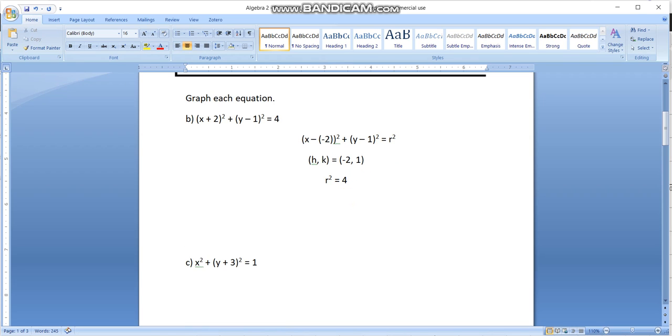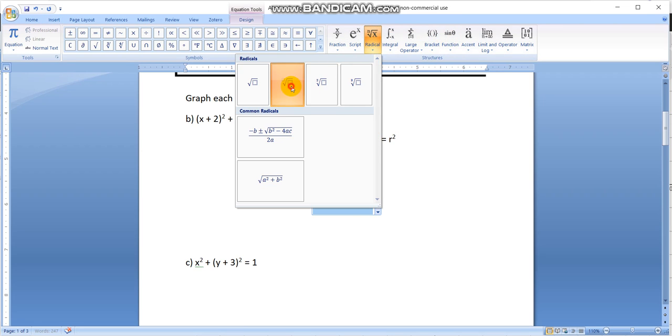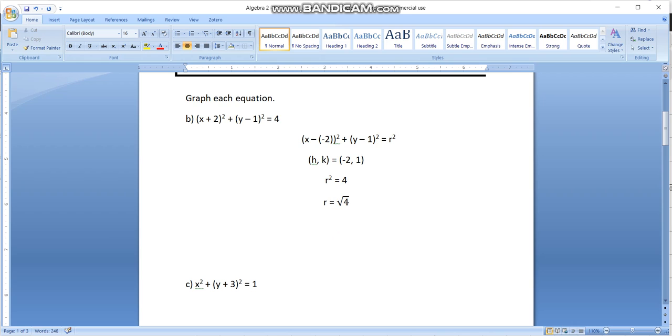If you remember how to take square roots, you take the square root of both sides. So then you have the square root of 4, and the square root of 4 is 2. So you're considering two different parameters: this is your center of the circle, h comma k, and that's your radius. Okay, so I'm going to graph that.